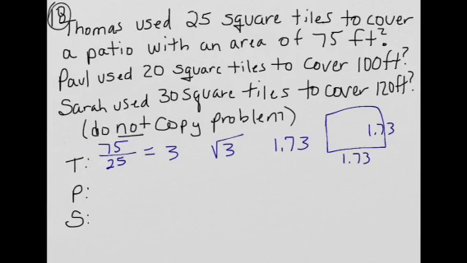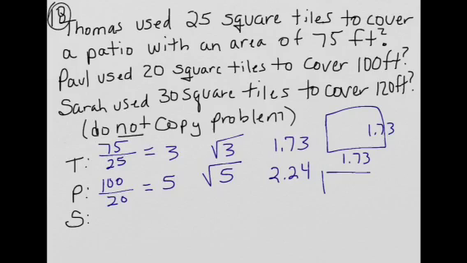Paul used 20 square tiles to cover 100 feet. So again, it's 100 feet, and it's covered by 20 tiles. So we're going to divide 100 by 20. And we're going to find out that the area of each tile is 5. We're going to take the square root of 5 and find out that the side of each tile is 2.24 rounded. So we now have the side of that tile, 2.24.